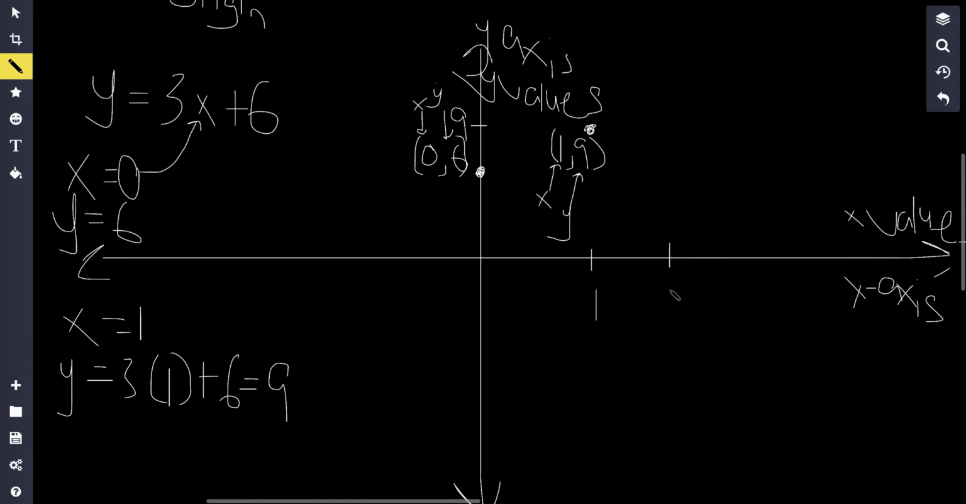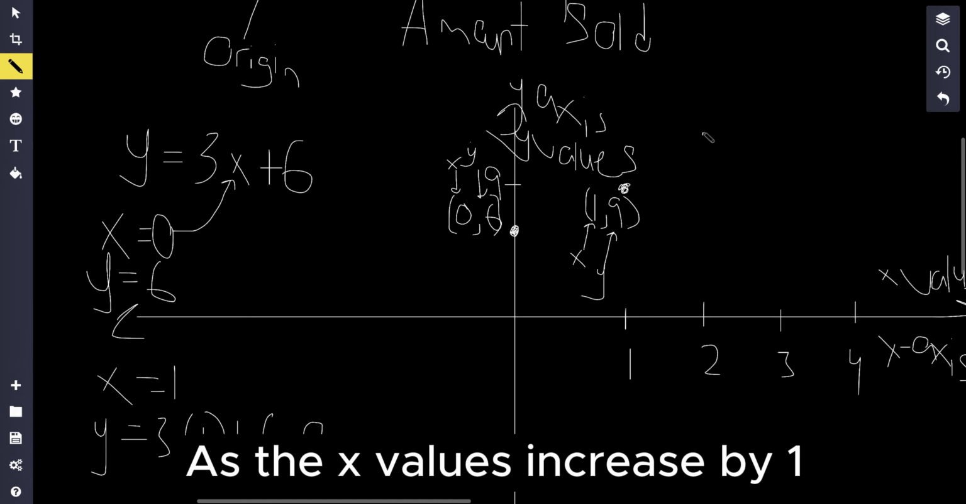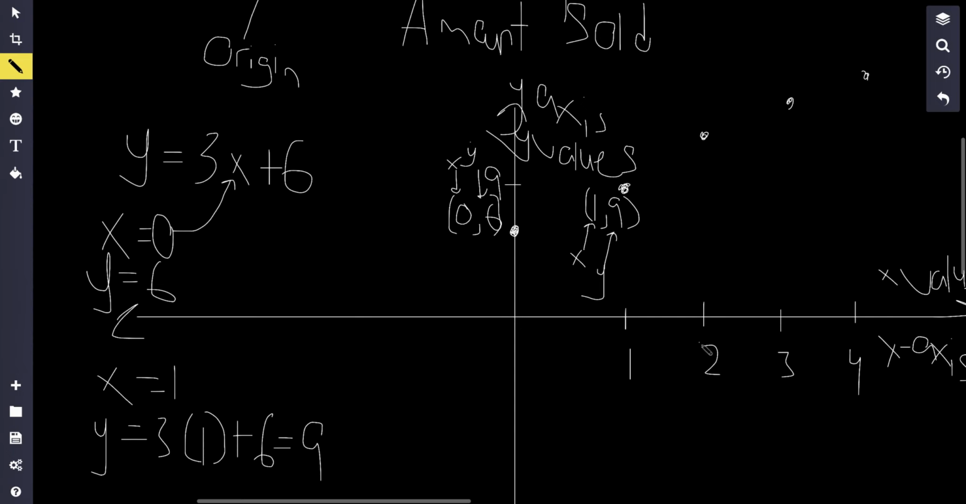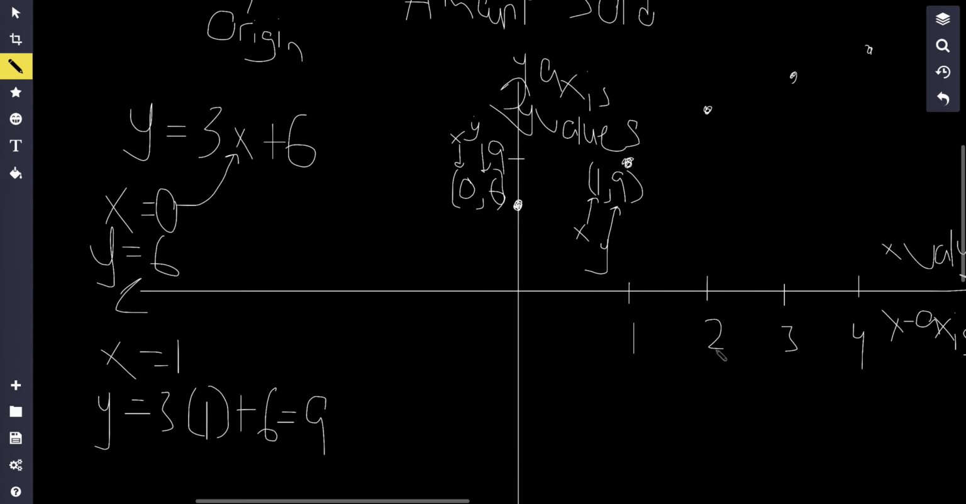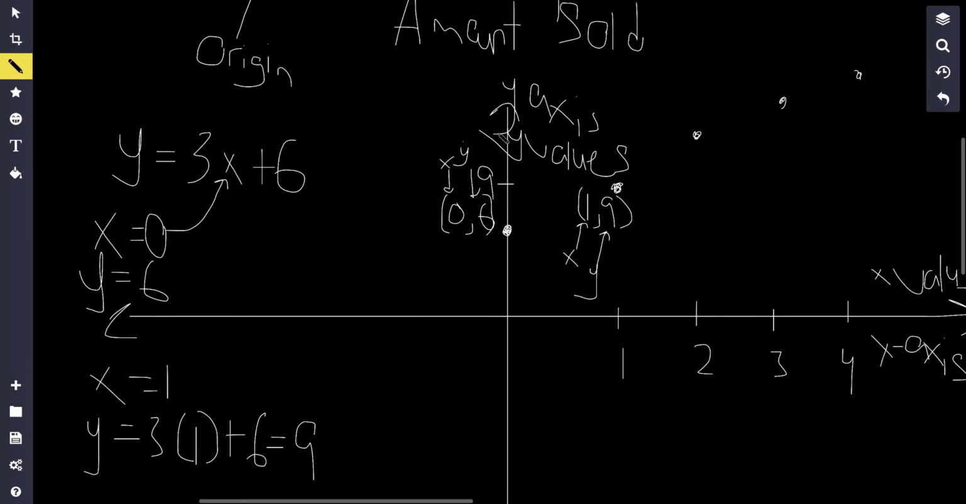You'll notice how as the x value increases, the y value will always increase by 3. So essentially, when x is equal to 2, if you plug 2 into this equation, you actually get 12. Then after that, you'll get 15, 18, and so on. Right? And boom, there we go.